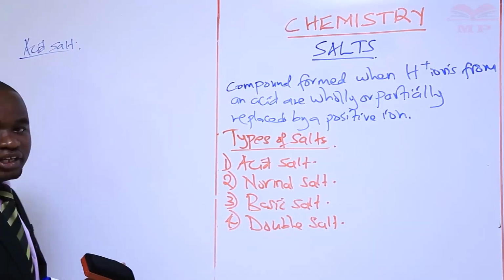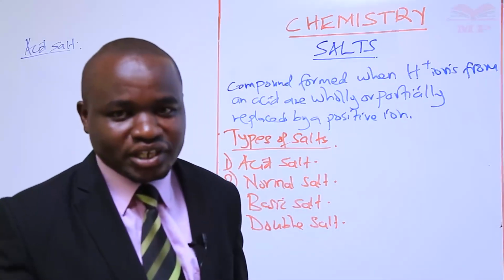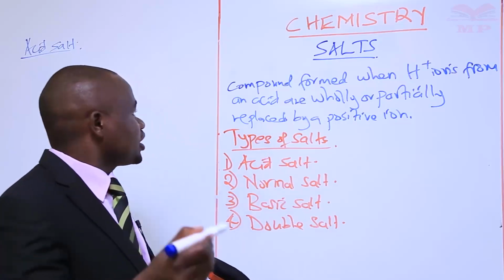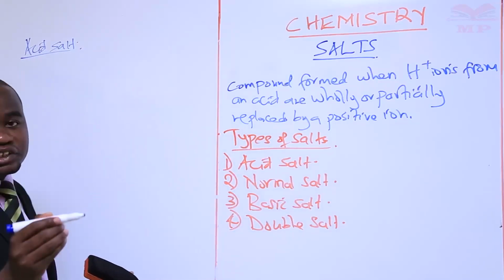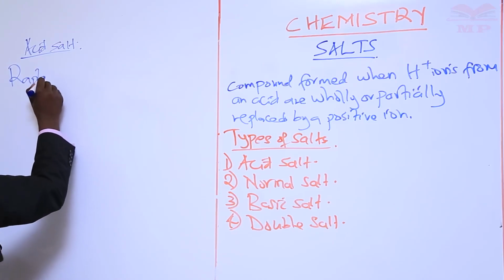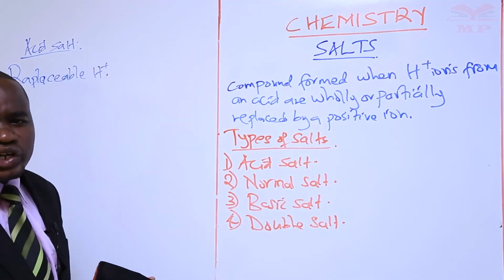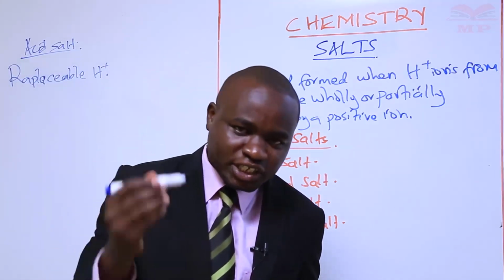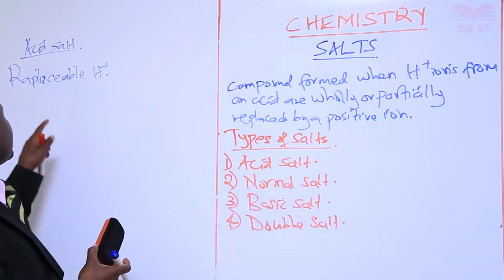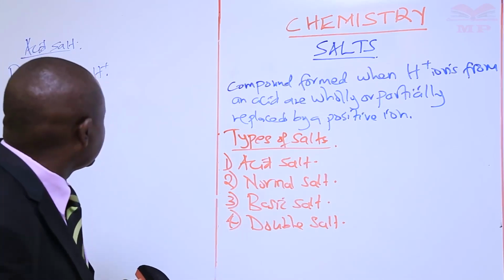from the word acid, in Form 1 we learned about acids and said all acids contain a hydrogen ion. So the distinguishing property of an acid salt is what? All acid salts contain a replaceable hydrogen ion. So how do we identify an acid salt? An acid salt is identified by the presence of hydrogen ion. So an acid salt can be defined as a salt that contains a replaceable hydrogen ion.